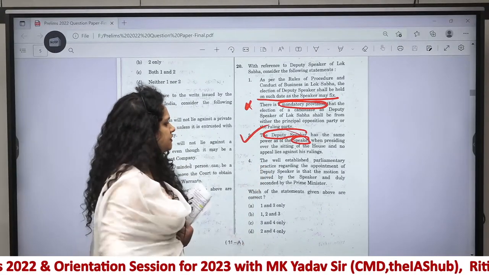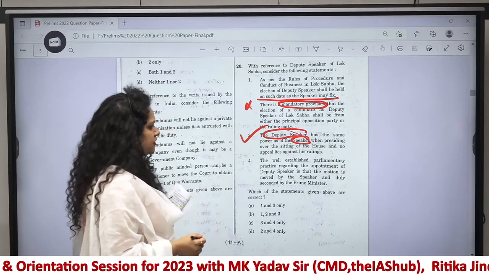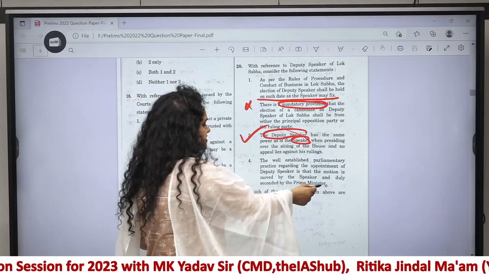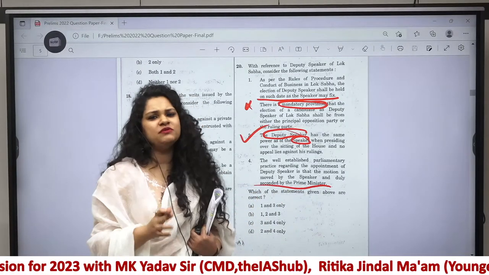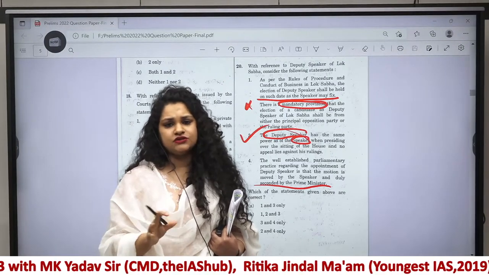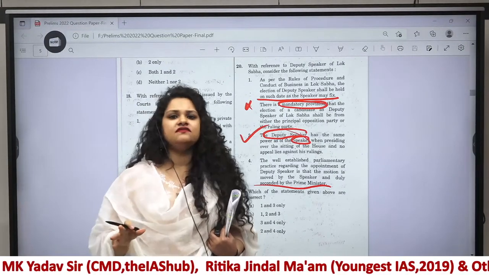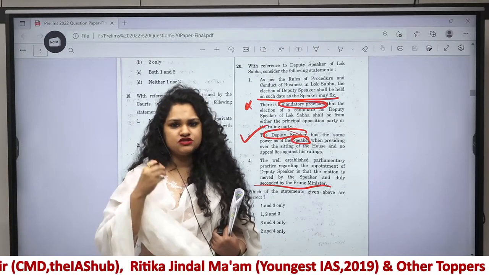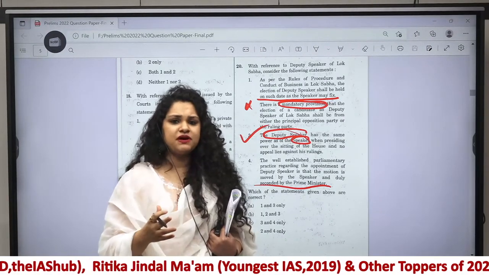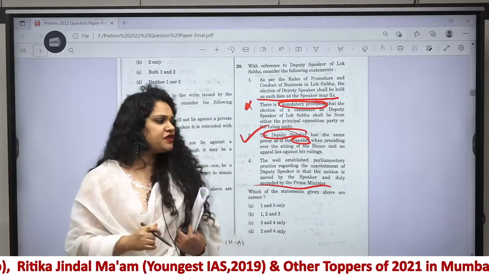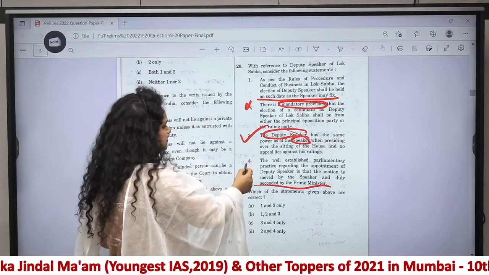Fourth, the well-established parliamentary practice regarding the appointment of deputy speaker is that the motion is moved by speaker and duly seconded by the prime minister. Normally, for such small things, the prime minister does not second. If you have seen any convention so far or any appointments or motions as such that have been passed, there is no such specific rule about the prime minister in any of them. So we can say that this statement can be wrong.